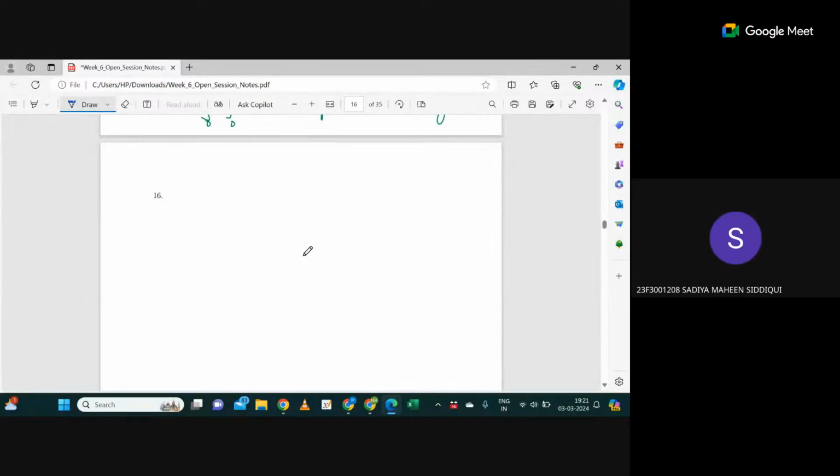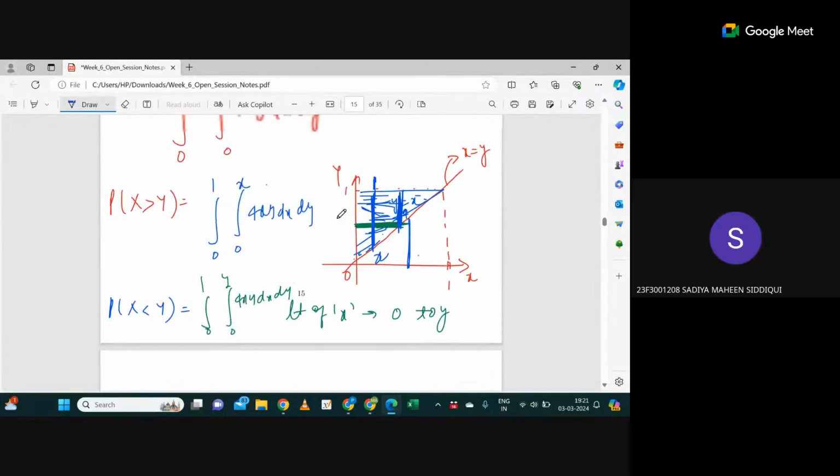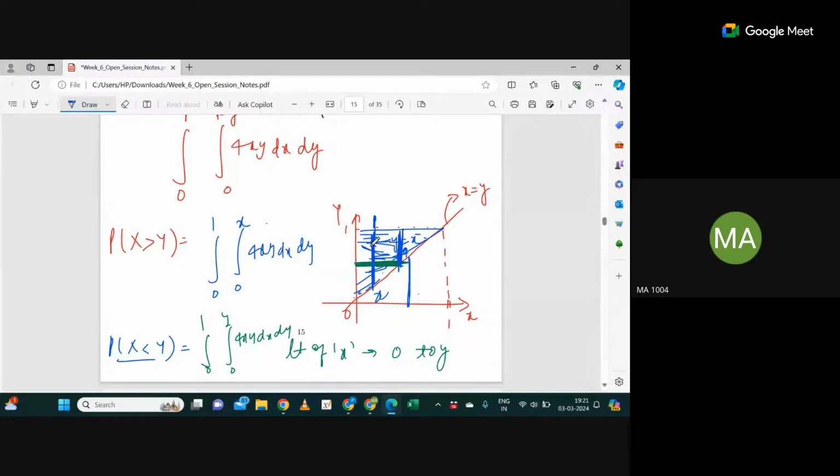Can you explain the last one again, sir? P of x less than y. For x less than y, this is the support, the above triangle, right? Anyway, you can also apply the area of the triangle. If I want to find the limit of x, I have to draw a parallel line to the x-axis. That goes from 0 to y, right? Then you can simply integrate 0 to y, and I can take the limit of y from 0 to 1, and integrate. Yes, I got it.